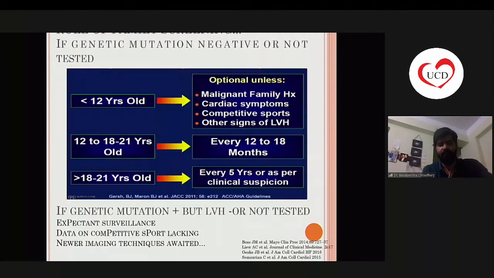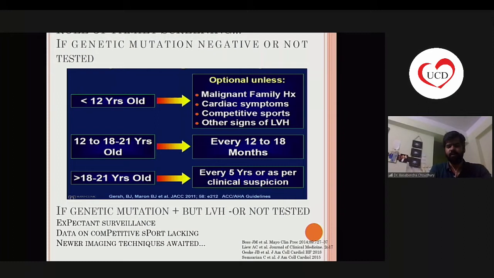Next slide. So this chart roughly shows us what should be the frequency of family screening if a patient is genetic mutation negative, or the mutation is not detected due to some reason, due to unavailability. So for less than 12 years, we should start screening only if there is a malignant family history, cardiac symptoms, engagement in competitive sports, or other signs of LVH.